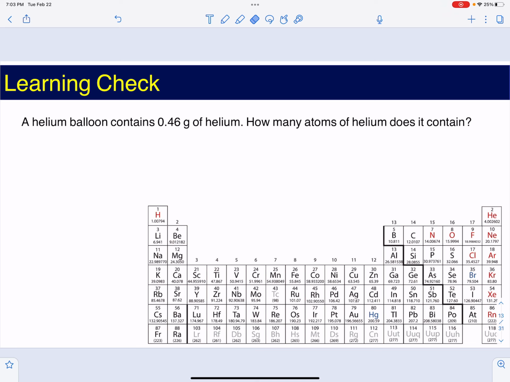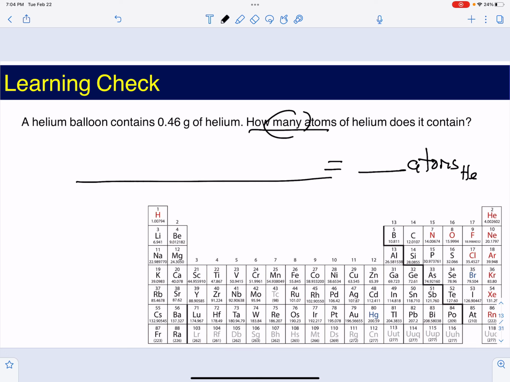So now what do we have? A helium balloon contains 0.46 grams of helium. How many atoms? So we're looking for atoms now. So it equals atoms. And when I put atoms, you know, it's the number of how many we have of helium. Given what? Given 0.46 grams.